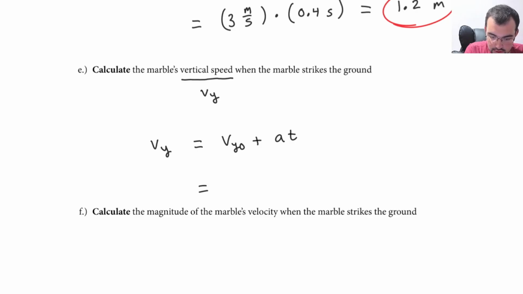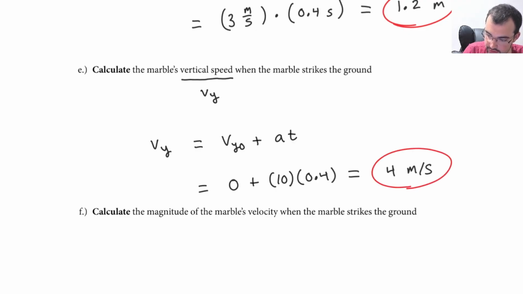So there's no initial vertical velocity, right? This is not 3 because there's no vertical speed. It just rolls off the table. It's not thrown down off the table. The acceleration is, of course, g, and it falls for 0.4 seconds. So we get 4 meters per second. Oh, look at that. That's so interesting. The horizontal velocity was 3 meters per second, and the final vertical velocity is 4 meters per second.